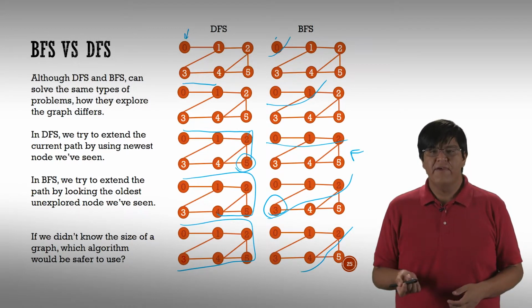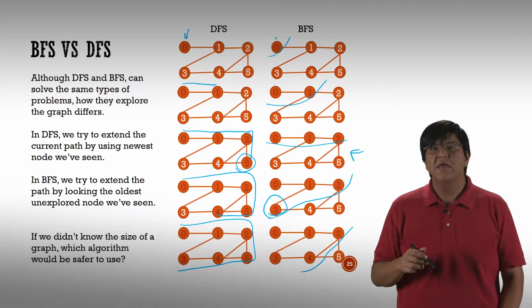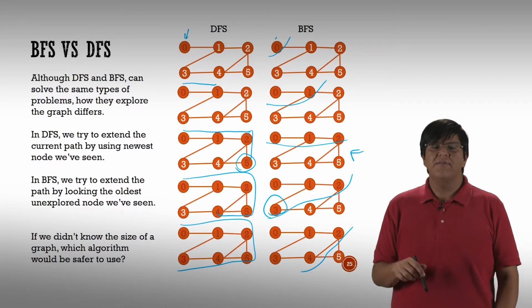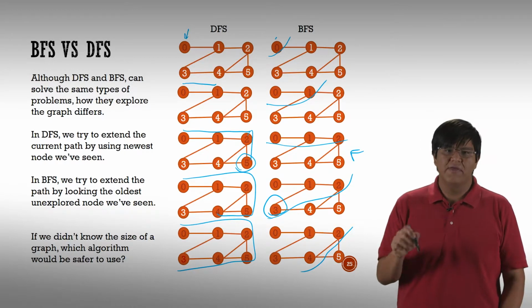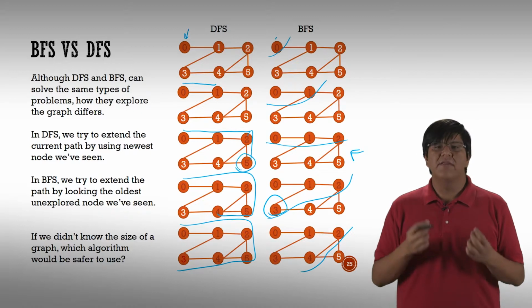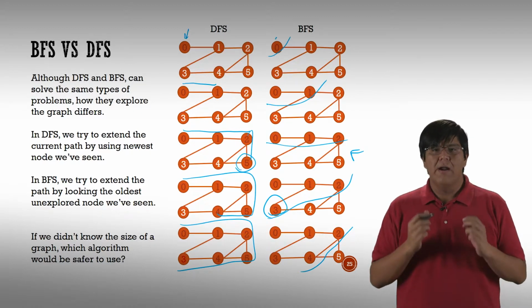BFS, on the other hand, is going to systematically go out from the origin, so it's not going to miss anything. It's not going to get stuck in any path that goes on forever and never explore anything else. It's going to systematically inch out and see everything in the graph. So if I have a graph that I don't know its size, probably BFS is going to be a better way to go.